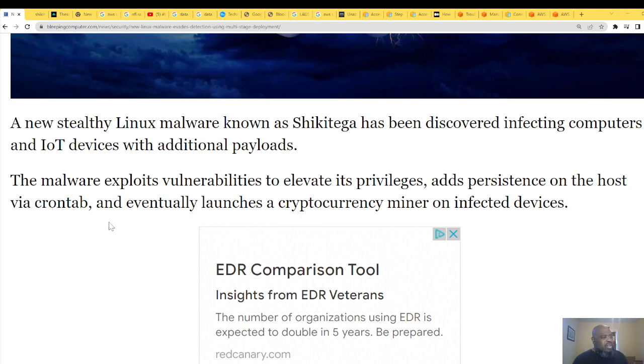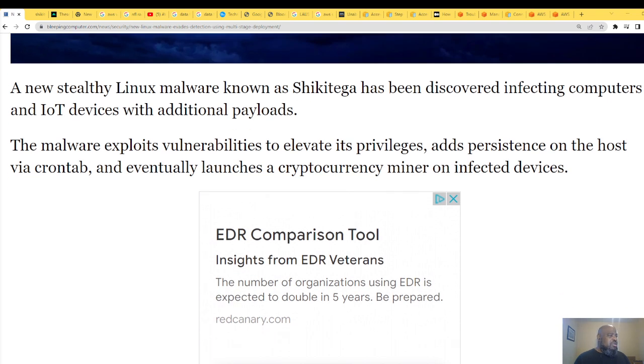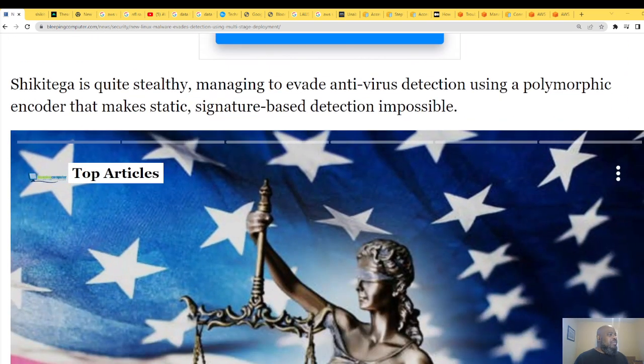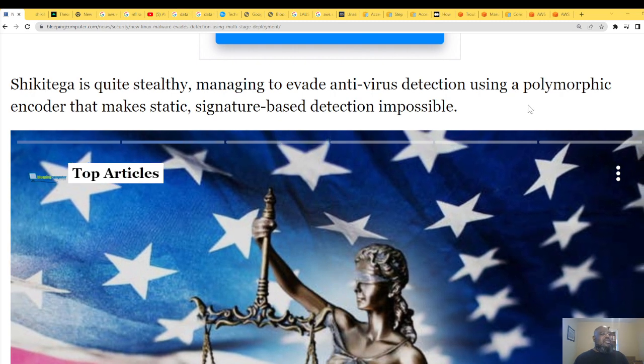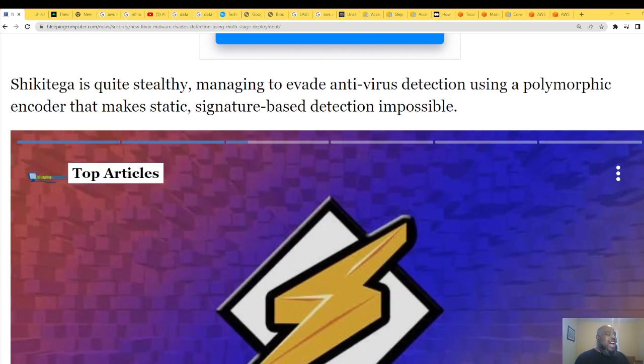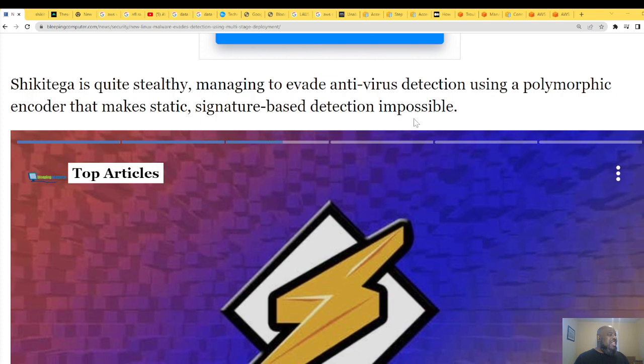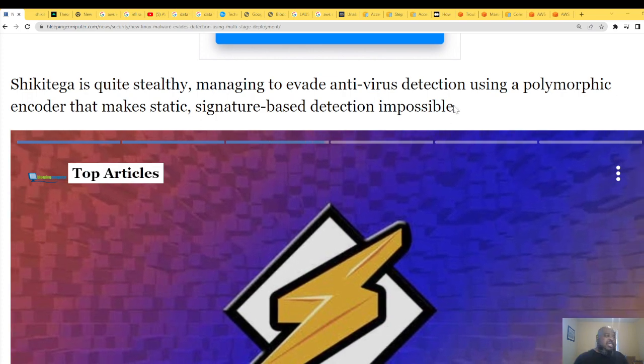So crontab is basically just a Unix scheduler. We have to be careful with it because I see a lot of cron tabs running as root or some high privileged account, right? In case the scripts need to do advanced features. But if the malware gets executed on a cron tab, right, it's going to have the same privileges as the cron tab. So Shikitega is quite stealthy, managing to evade antivirus detection using a polymorphic encoder that makes static and signature-based detection impossible.